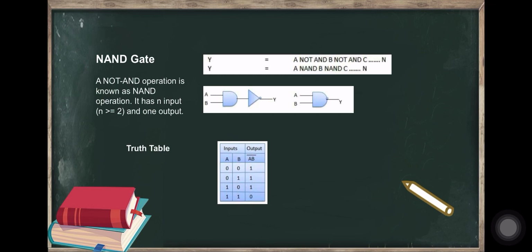Input A is 0, input B is 0, the answer will be 1. 0 times 0 should be 0, but it is inverted into 1. When the input A is 0 and input B is 1, it should be 0, but the NOT gate will invert it into 1, and so on.